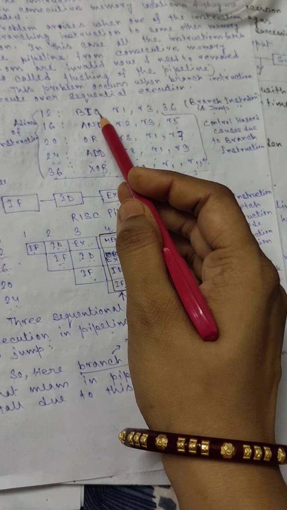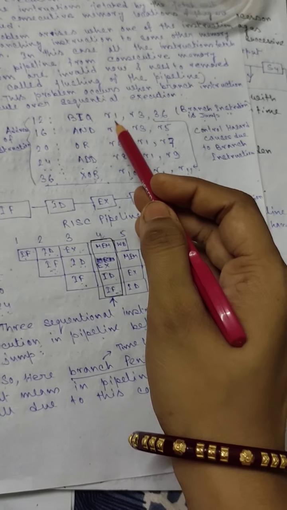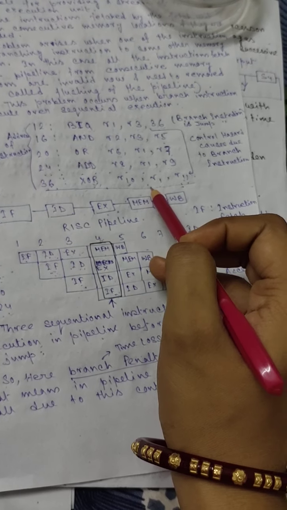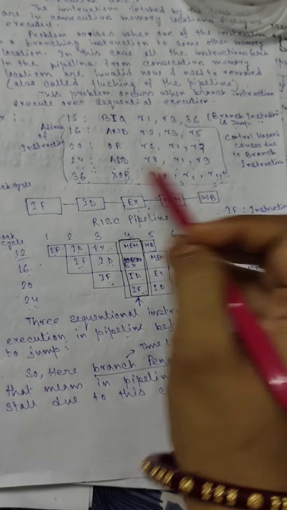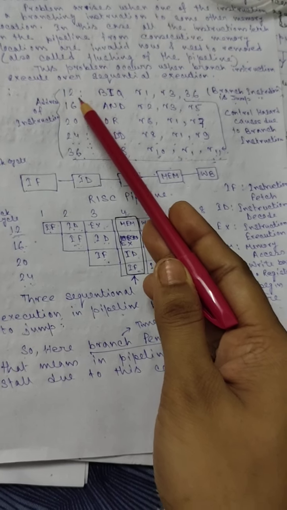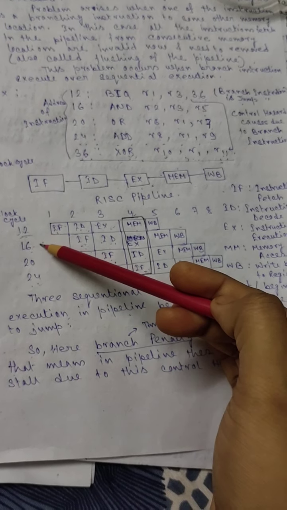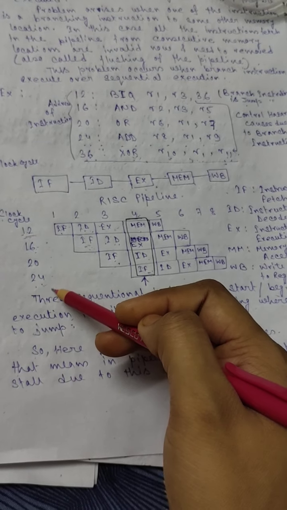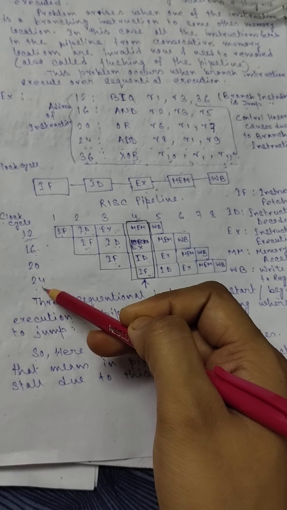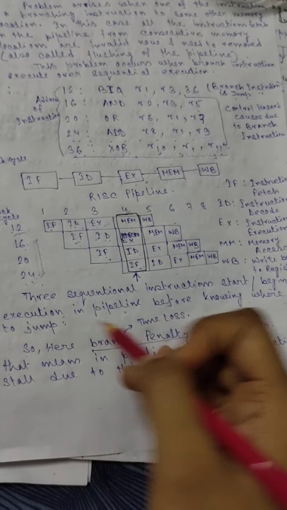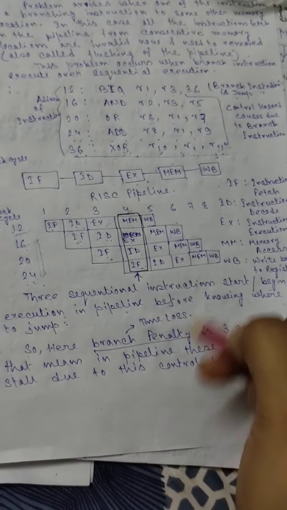That means 3 sequential instructions begin execution in the pipeline before knowing where to jump, because in the first instruction, if R1 and R3 are equal, then it goes to instruction number 36. But as the pipeline is sequential, it executes in sequential order: 12, 16, 20 and 24. That means these three sequential instructions start executing in the pipeline before knowing where to jump.